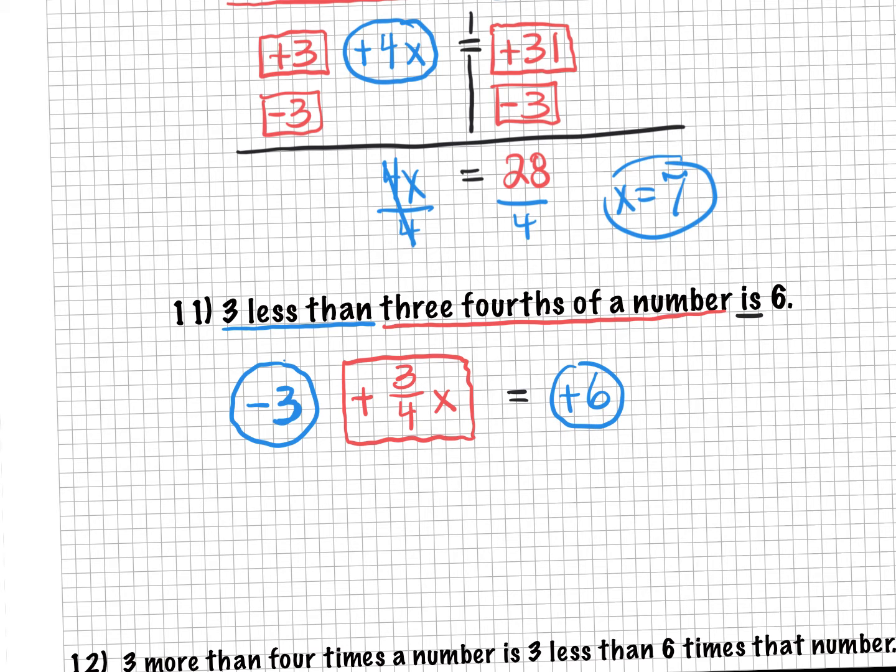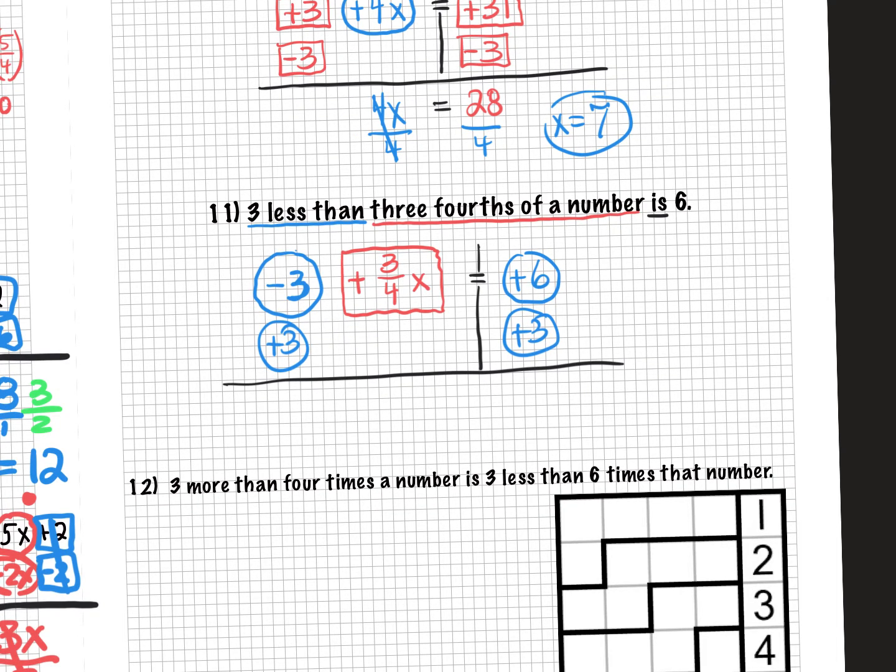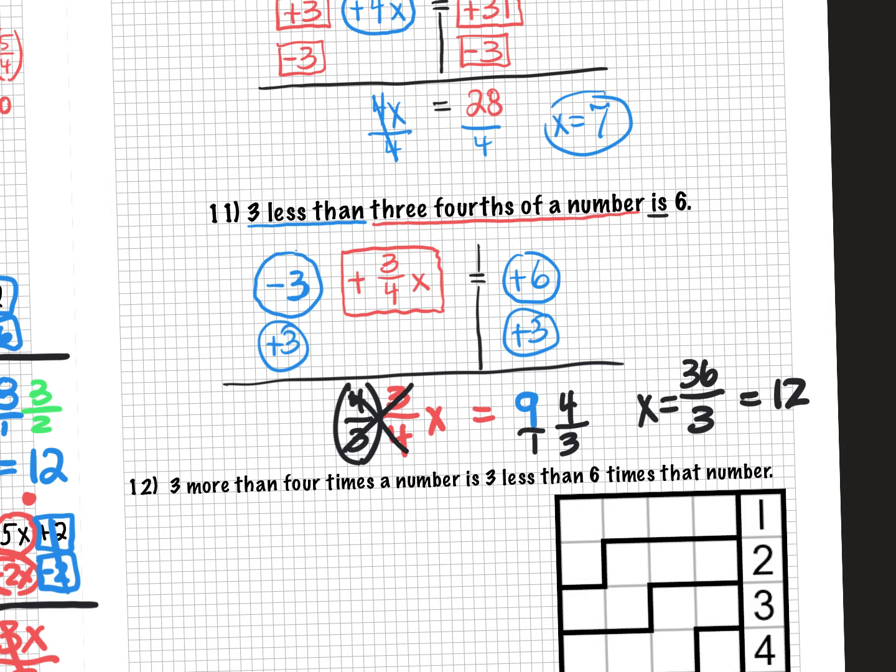This part should be pretty easy. I'm going to add 3 to this side, add 3 to this side if I had my basketball court. And I get 3/4 x equals 9. I need to multiply by 4/3 to get rid of the 3/4. 4/3, and I put a 1 on the bottom. These get rid of it. And x equals 9 times 4 is 36. 3 times 1 is 3. 36 divided by 3 is 12. X equals 12.